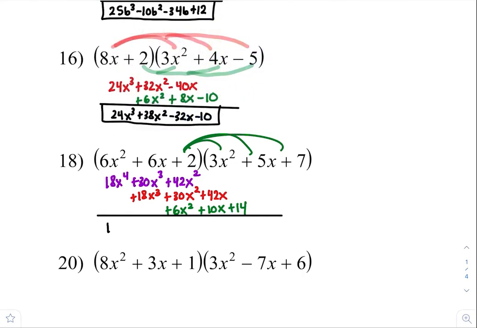Alright, combine, so 18x to the fourth. 30 plus 18, you guys, is plus 48x to the third. 42 plus 30 plus 6, you guys, that is 78x to the second. 42 plus 10, you guys, is plus 52x plus 14. And there you guys go.